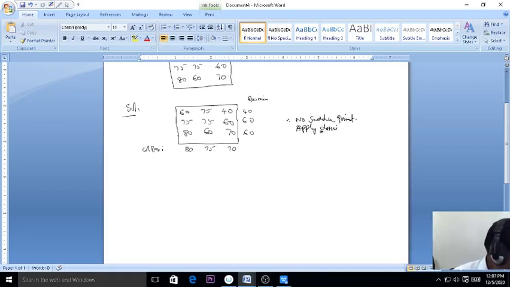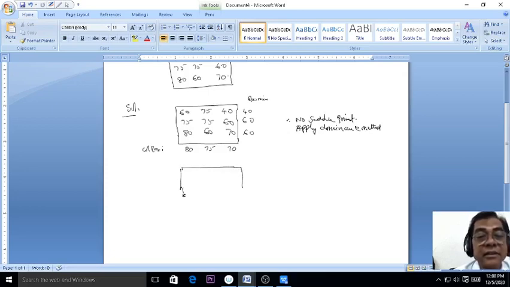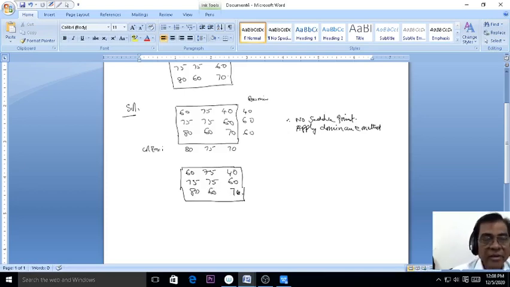Apply the dominance method. Dominance method means like this: 60, 75, 40, 75, 75, 60, 80, 60, 70. Dominance is nothing but row column operation. That's all. The dominance method is also called the RC method, the row column operation method.